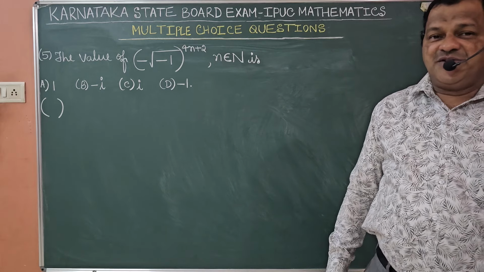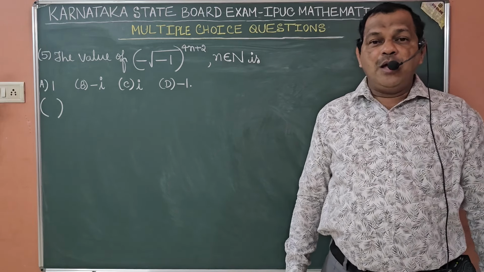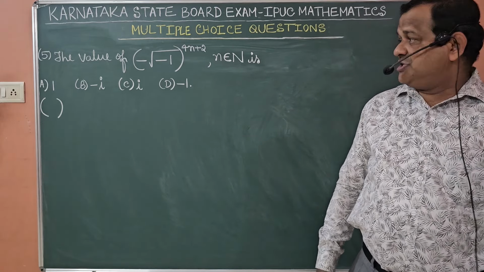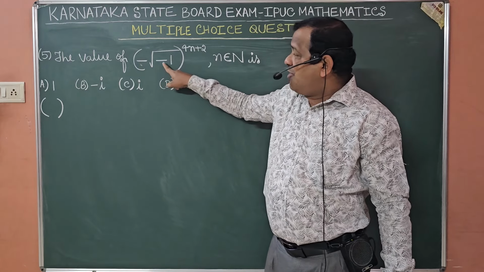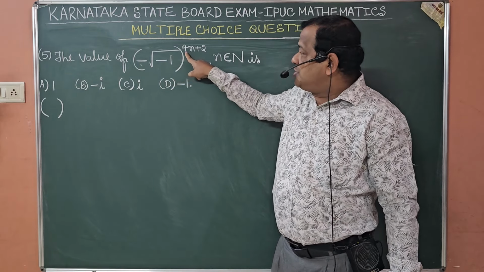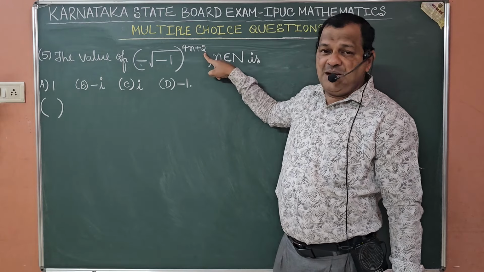Dear students, here is the fifth MCQ and it is from the complex numbers chapter. So the value of minus square root of minus 1 whole to the power 4n plus 2.